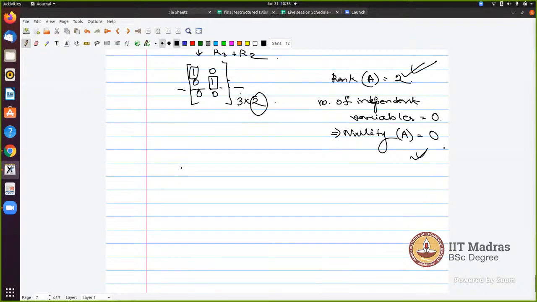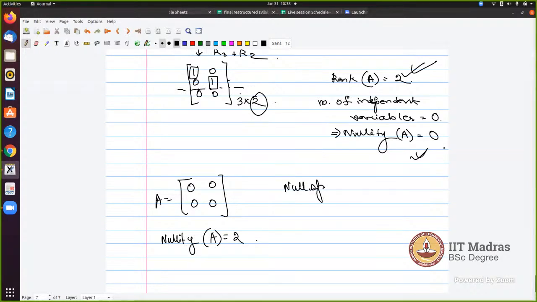Okay, so let me do this. Suppose I have a 2 cross 2 matrix. This is a 2 cross 2 zero matrix, right? Yes, sir. What is the nullity of this? It is 2. What is the null space of this? Can you tell me?